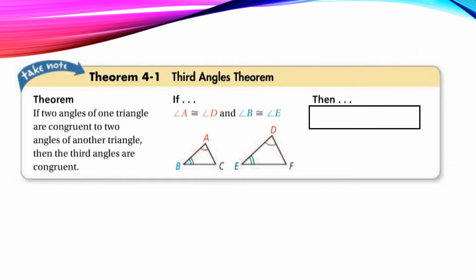Theorem 4-1 is the third angles theorem. If two angles of one triangle are congruent to two angles of another triangle, then the third angles are congruent. So if angle A is congruent to angle D and B is congruent to E, that means angle C is also congruent to F. Because we all know that triangles equal 180. If A and D are the same exact thing and B and E are the same exact thing, the only way for them to both add up to 180 would be for C and F to be the same exact thing.